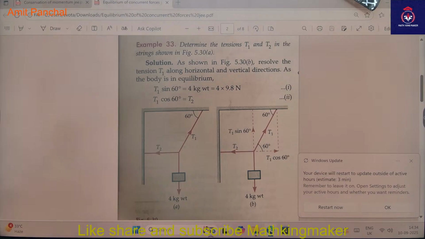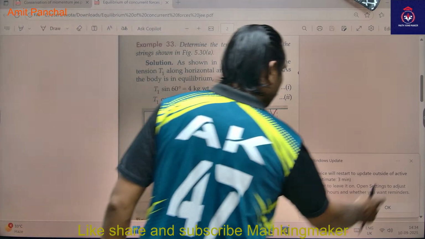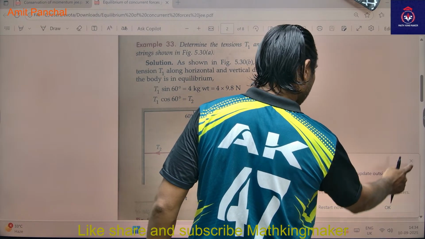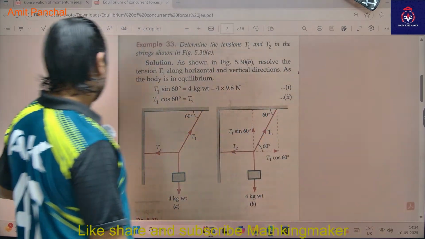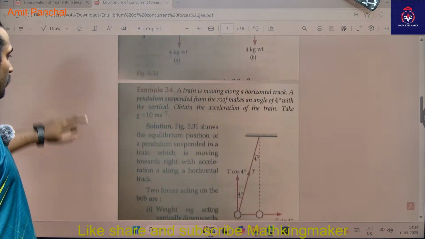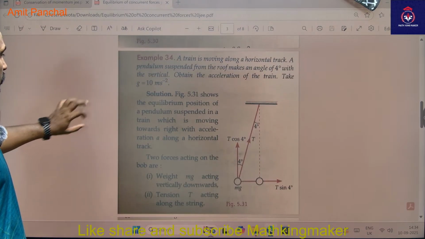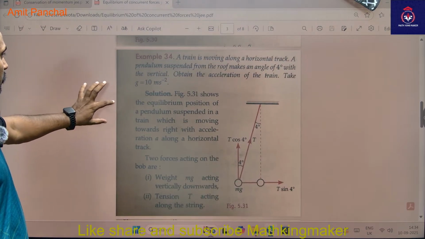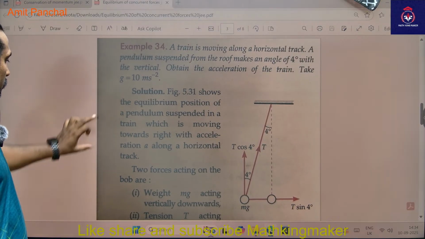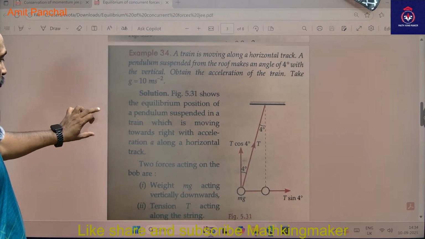Okay, very good. And what about T1? T1 should be 80 divided by root 3, double that. Yeah, right answer. Very nice. Very good. So that means you understood that concept. Just try this one.